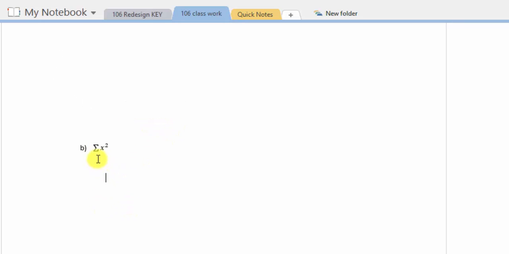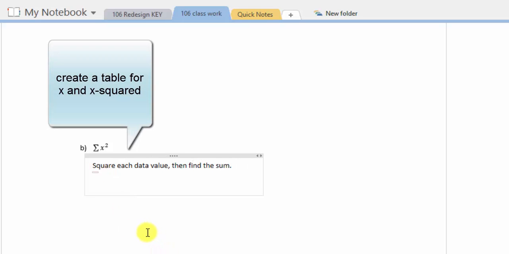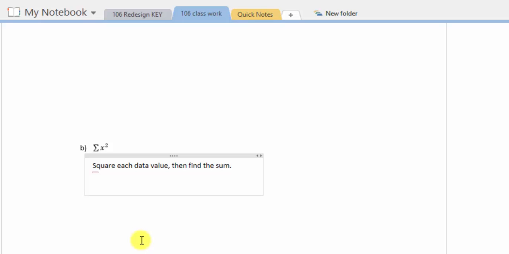For part B, the summation of x squared represents taking each x value in the data set, squaring it, and then summing it. So it's important to know, square each value, then find the sum. So it might be helpful to construct a table of your x values, and in the column next to that, your x squared values, and then it would be easy to find the sum.